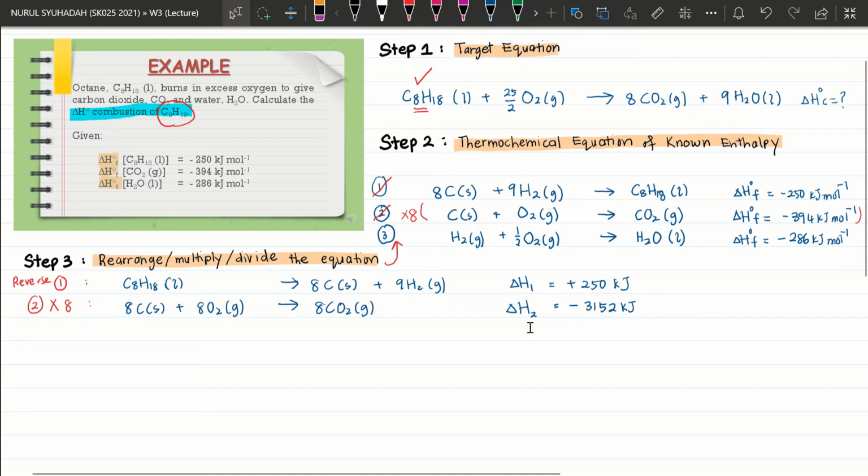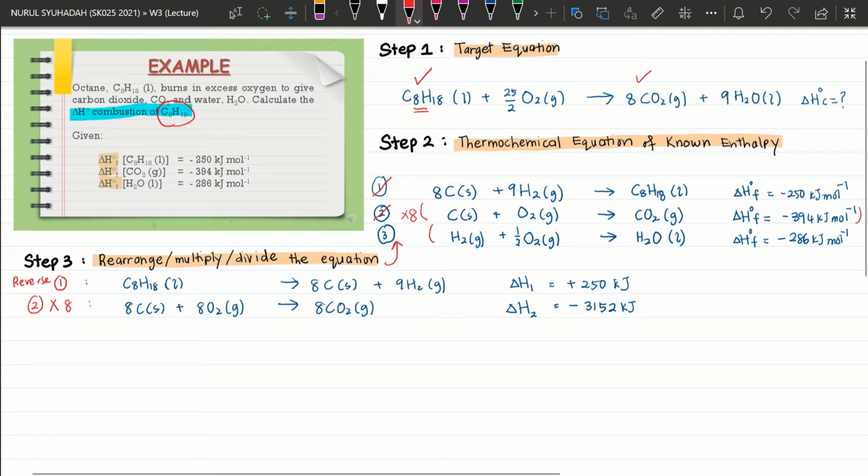Okay, once we finish with equation number 2, put a tick on carbon dioxide. Now, the next one, we're going to look at H2O. So our H2O, we have it in equation 3. We need our H2O on the right hand side. It's already on the right hand side, but the magnitude is different. We want 9 moles. The one given to us is 1 mole.